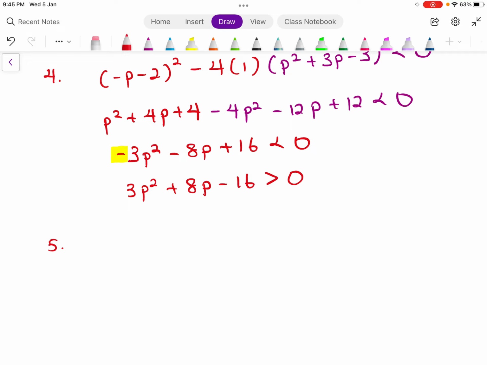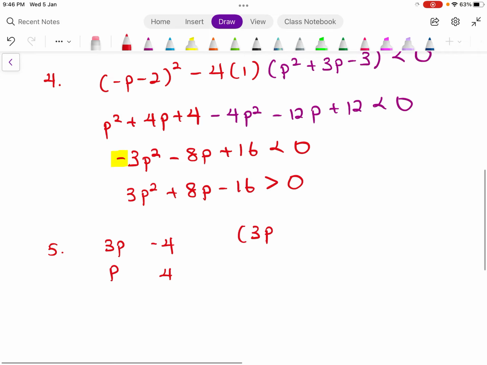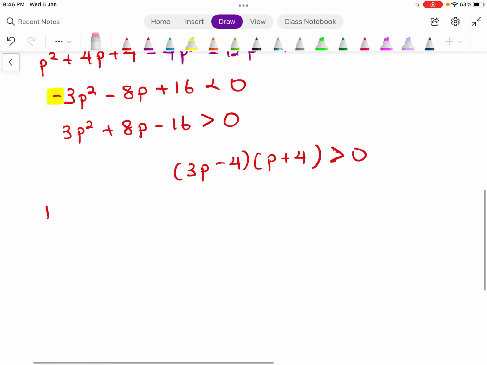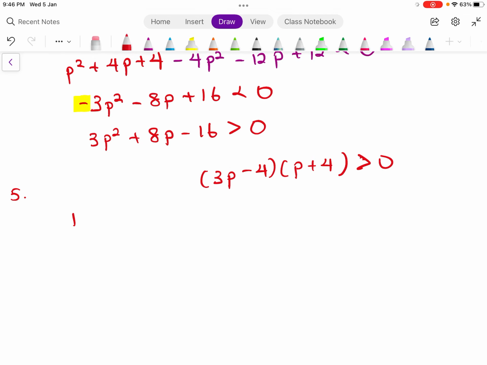Either I must use method 1, the graph method, or method 2. I'll show you both methods. Let's do my factorization first. So I factorize already: (3p minus 4)(p plus 4) more than 0, because I flipped already. Okay, so let's try to do our graph method.